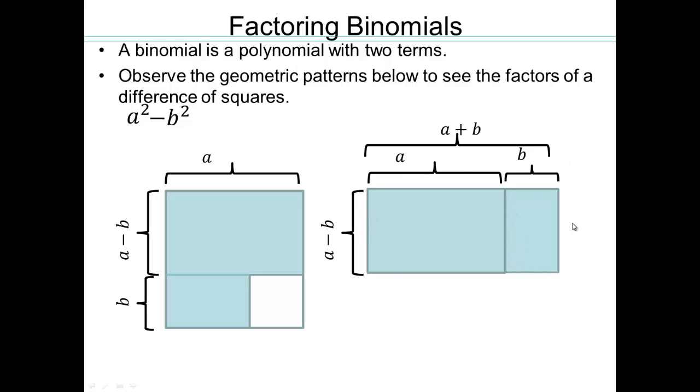And so what's the area of this rectangle then? This is A plus B times A minus B. So that's how difference of squares factors. Difference of squares, the factors are A plus B times A minus B. Isn't that interesting to see this geometrically? All right, let's do some examples using that formula then.